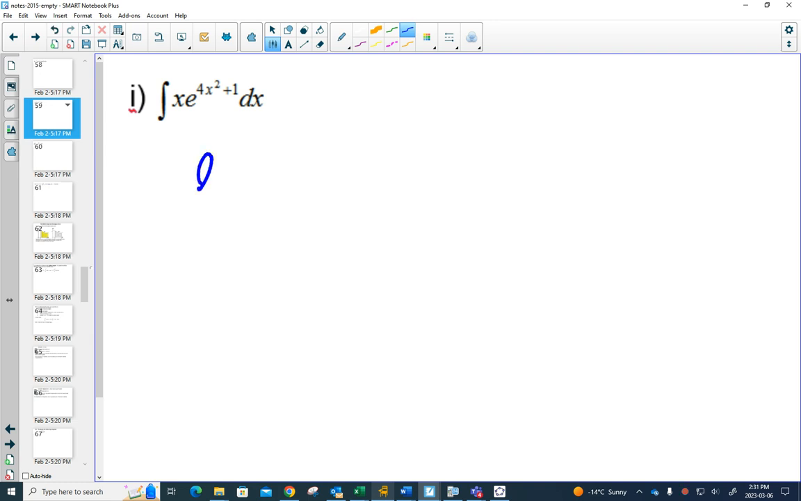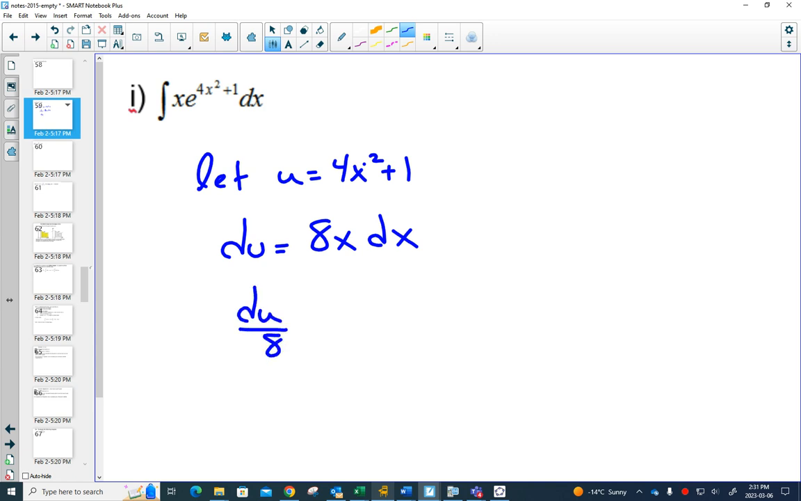So first of all, we let u equal the inside function. Then the derivative would be 8x dx. But in our equation, we just have an x. So I divide both sides by 8, to get the x dx.